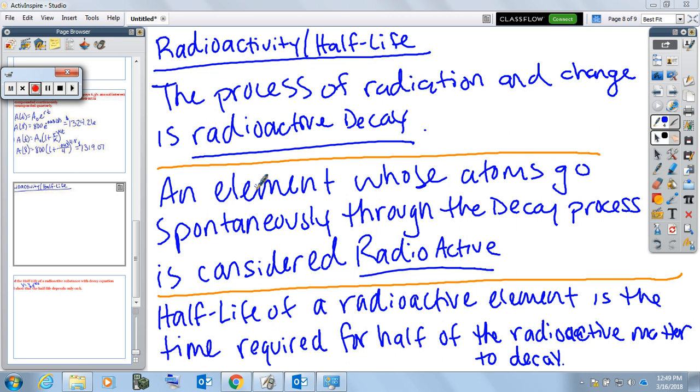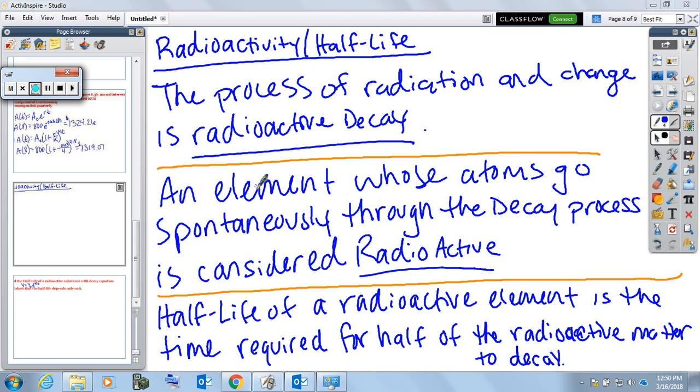Alright, ladies and gentlemen, in this video we're going to look into radioactivity and half-life. It's continuing our focus on exponential growth and decay. Again, these should not be new terms for you, but we're going to dive a little bit deeper into some of this material now that we've gotten into the calculus side of things as well. So let's take a look here for a second.